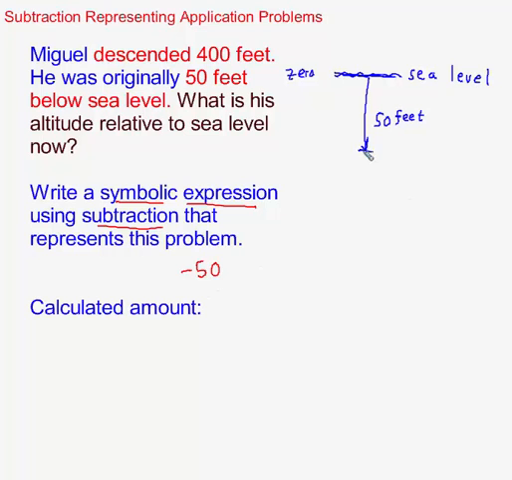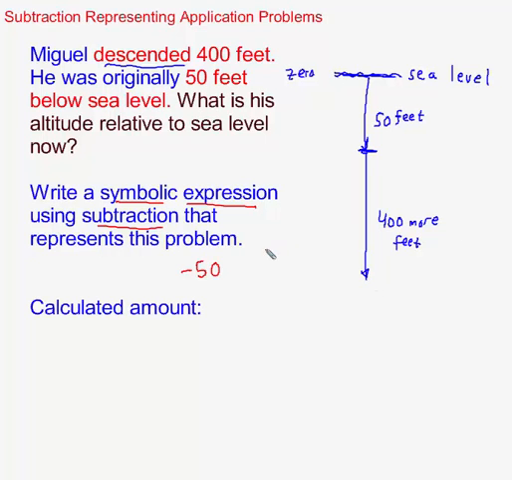So he's here. But then it says that Miguel descended 400 feet. Descended means that he went down further. So this means he goes down another 400 feet. So he is 400 more feet below sea level. So to figure out his new position, he was already 50 feet below sea level. He went another 400 feet below sea level. This puts him at 450 feet below sea level, which could be thought of as a position of negative 450.